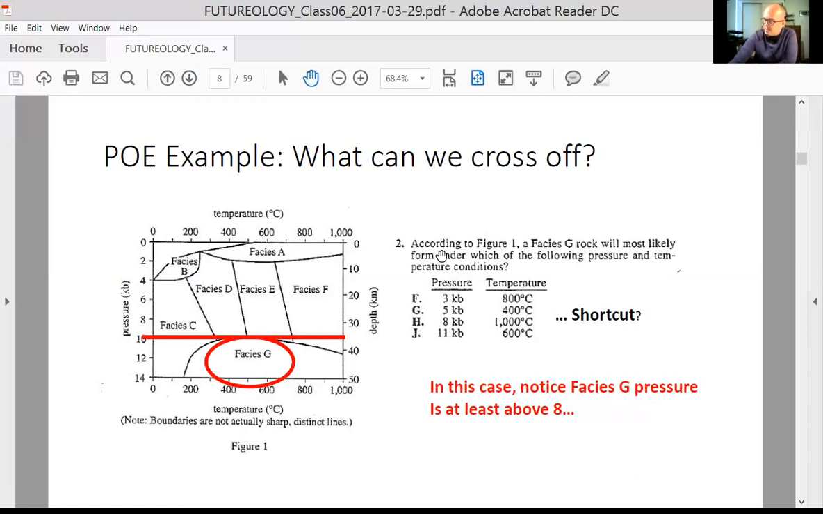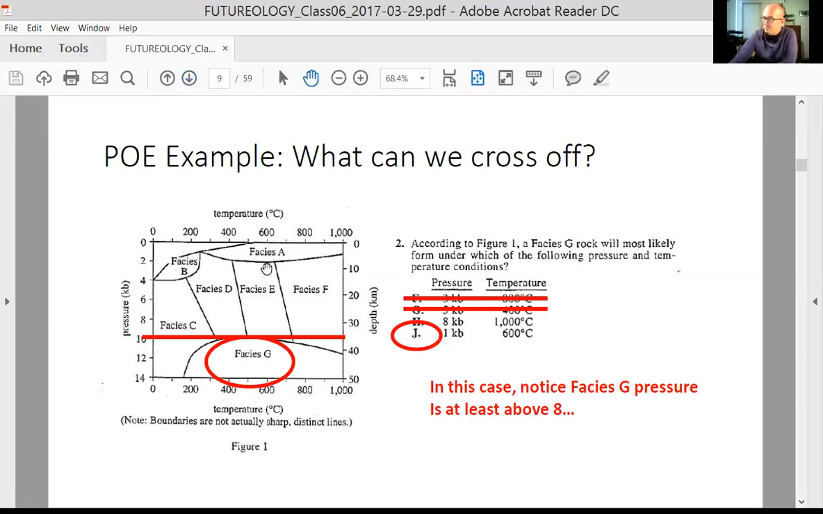One thing that we notice is that the first column in the answer choices is pressure. Well, pressure is also the y variable in the figure. So that means that if we look at facies G, there's a limit to the pressure for facies G. Apparently it's right around 10. So what I would do is make a flat line right around 10, because that's a limit for facies G. And what that tells me is that the pressure cannot be below 10. Or another way to say it is, it's certainly not going to be above 8. And what that means is we can easily cross off F and G because the pressure is too low. And between H and J, it looks like pretty clearly the answer is going to be J.